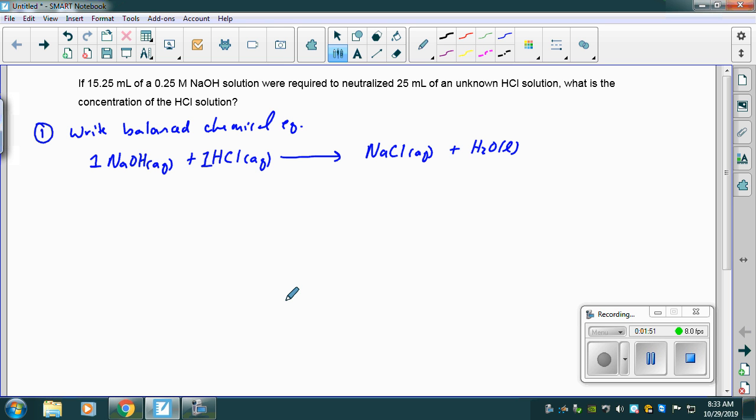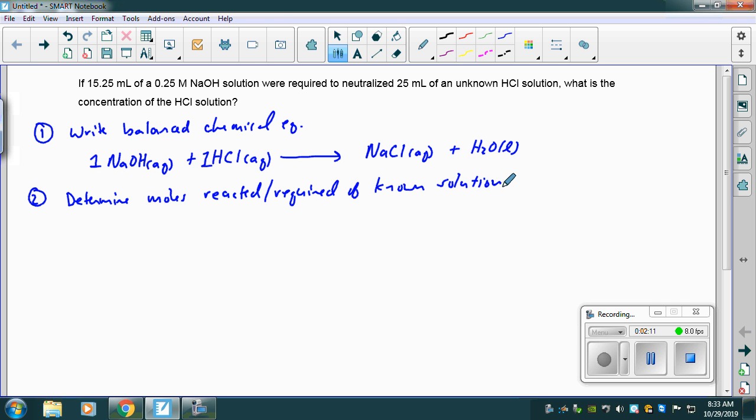All right, now that I've got that, the second thing I'm going to do is determine the moles reacted or required of the known solution. Okay, I'm going to do that using the molarity equation. All right, so my known solution here is sodium hydroxide. I like to make a table where I write molarity, I write moles, and I write volume.